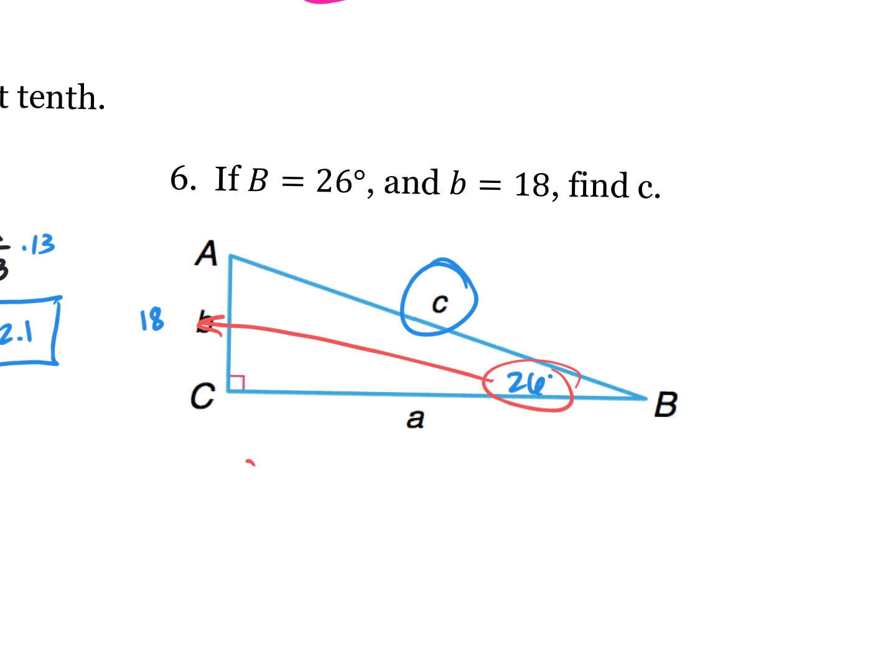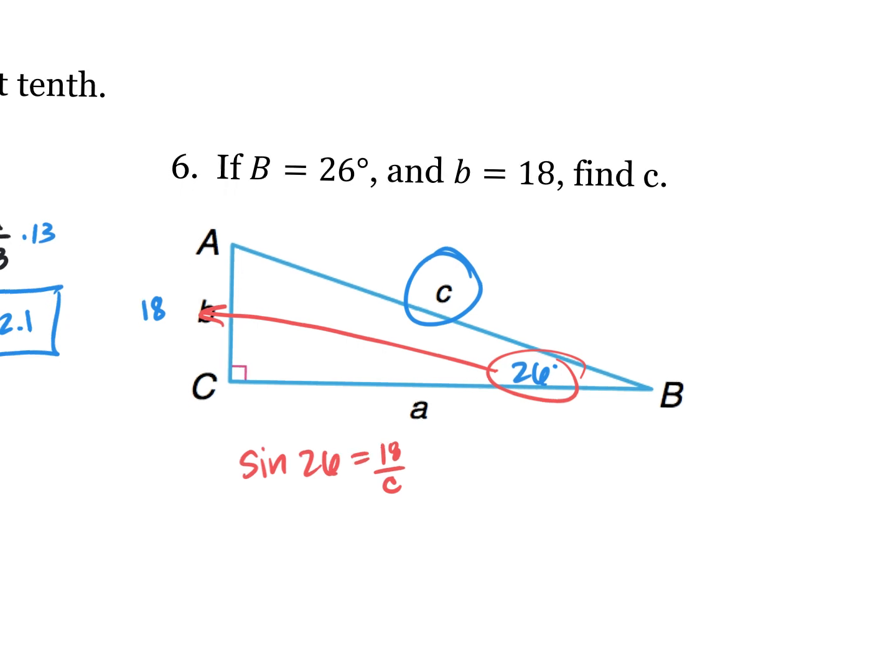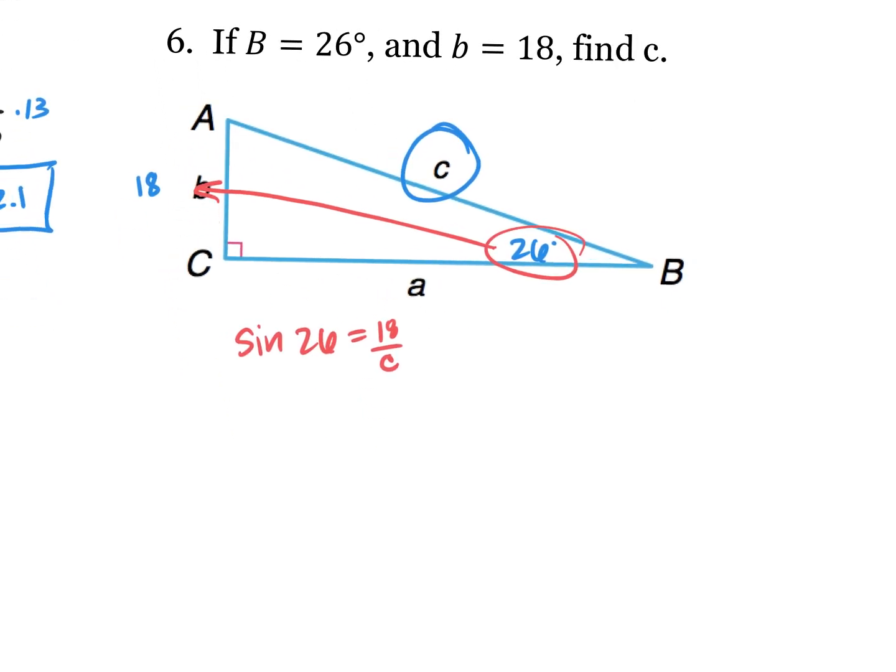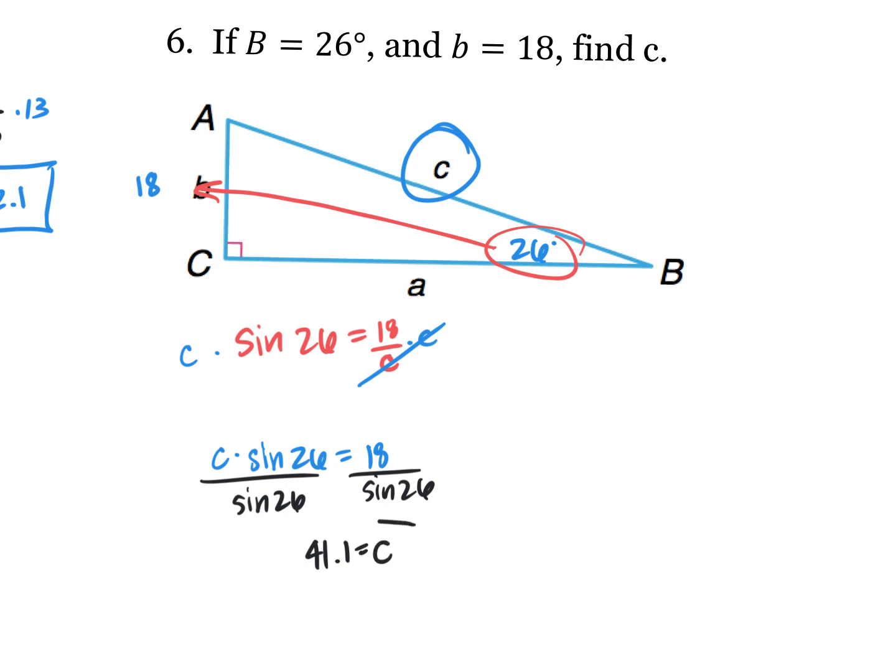SOHCAHTOA. So sine of 26 is what over what? You guys, this time we've got a variable in the denominator, do we not? Do we do the same thing to start? We sure do. What do we multiply by still? C. We still multiply that by that denominator. And that gets me C times the sine of 26 is what? 18. It equals 18. Then how would I get C by itself? Inverse. Yeah, we have to divide by the sine of 26. So we've got 18 divided by the sine of 26. I thought you would have done the inverse sine. No, we only do that when we're looking for an angle, which we'll get to that, Koopy. Okay. 41.1.